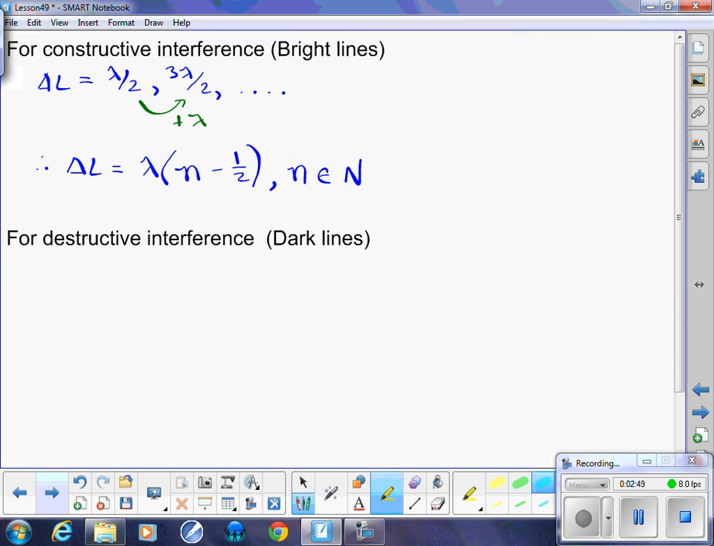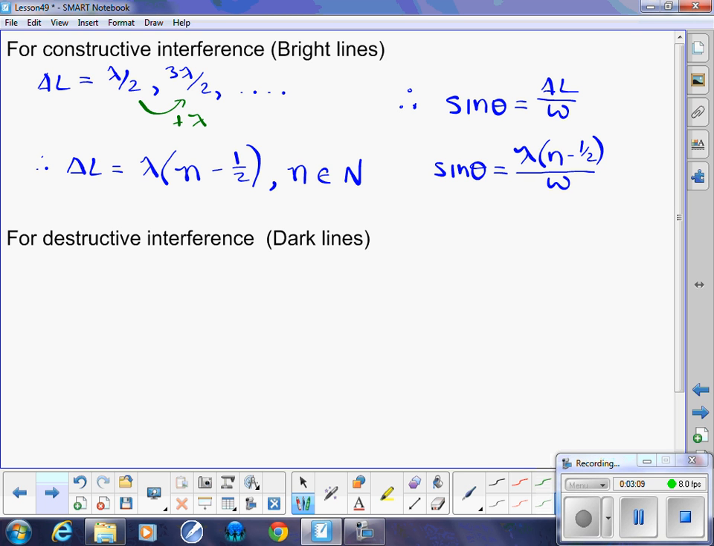All right, and from that, we get the relationship that sine theta equals delta L over W. And that's true for both equations, but specific to this one, sine theta equals lambda times n minus 1/2 over W. So there's one of our equations, and you've got to make sure it's clearly marked that this is an area of constructive interference.